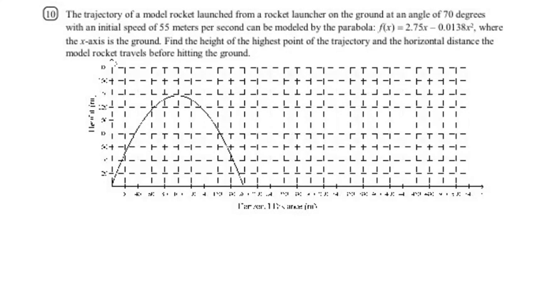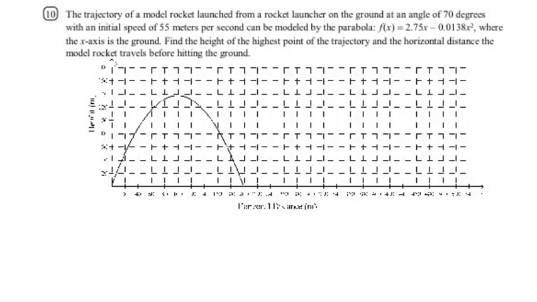All right, problem 10. Let's see here. The trajectory of a model rocket launched from a rocket launcher on the ground at an angle of 70 degrees with an initial speed of 55 meters per second gives you that parabola, 2.75x minus 0.0013x squared, where the x-axis is the ground. Find the height of the highest point of the trajectory and the horizontal distance a model rocket travels before hitting the ground.